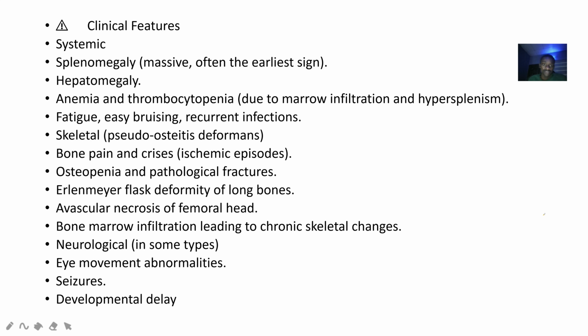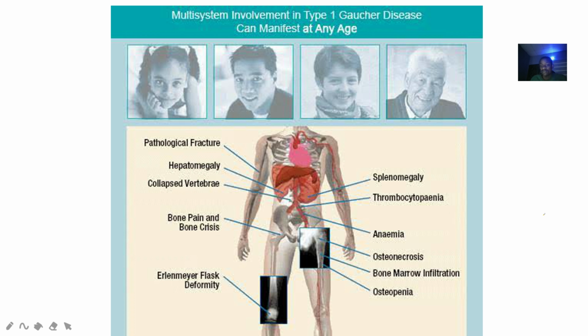So clinical features, you have enlargement of the spleen, enlargement of the liver, low red blood cells, low platelets, thrombocytopenia. The person is weak. The person easily gets wounded. In the skeleton, you have the pseudo osteitis deformans now. All right. One thing you can see that there will be deformity is Erlenmeyer flask deformity.